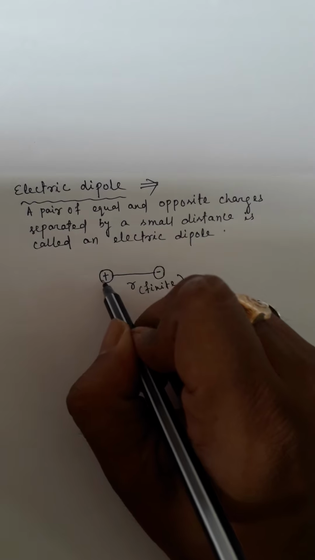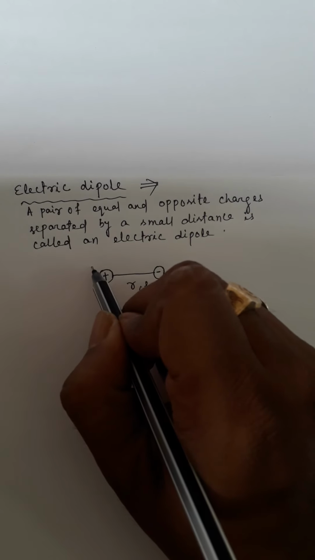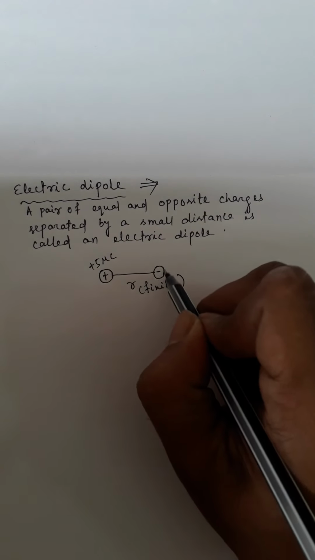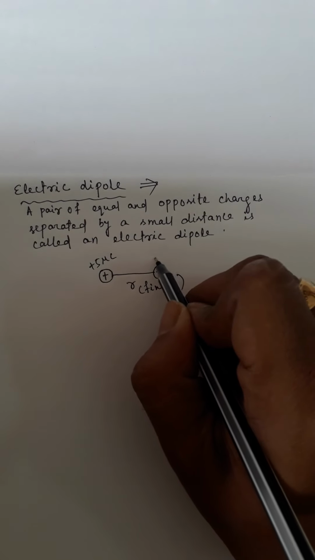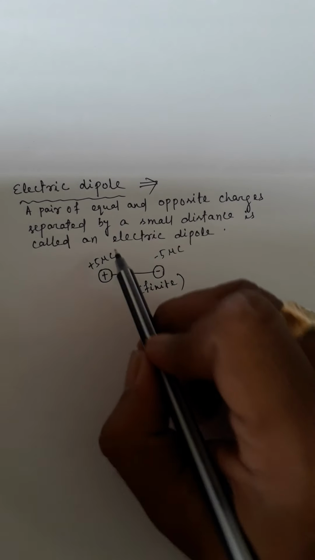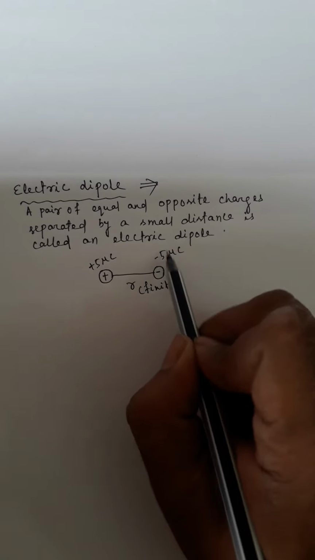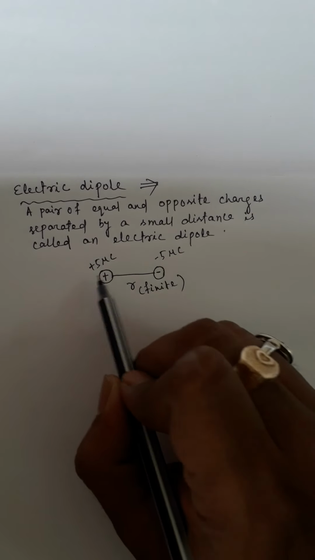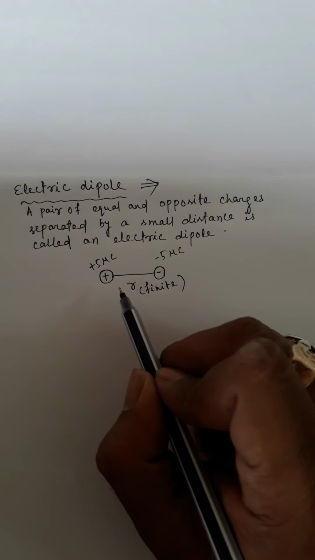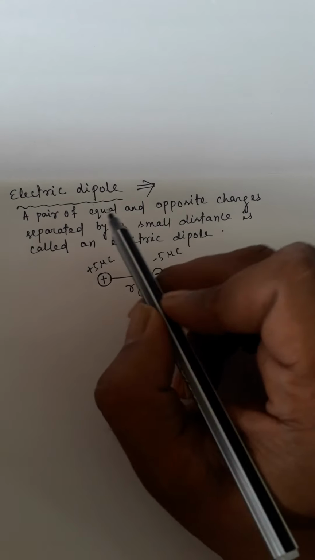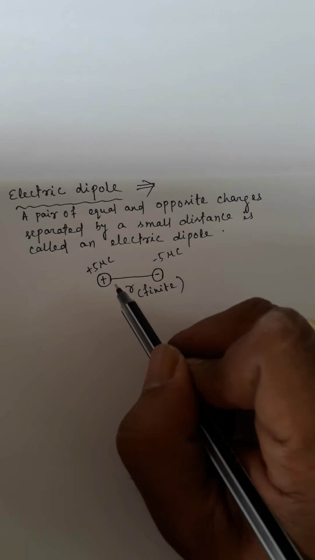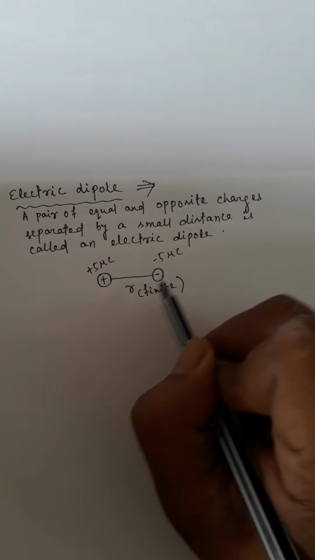That means if the magnitude of this positive charge is plus 5 microcoulomb, then the magnitude of the negative charge must be minus 5 microcoulomb. It will not be 6, 7, 8, nothing. The magnitude must be the same, but the nature is opposite. So it will make a dipole. Di means two and pole means opposite nature particles. So it will make a dipole.